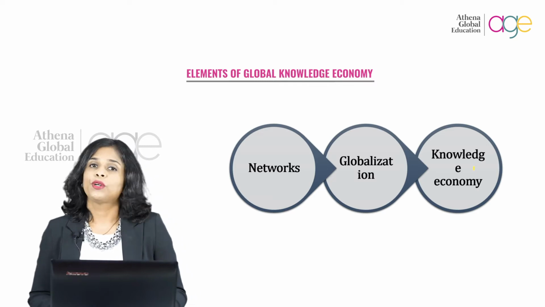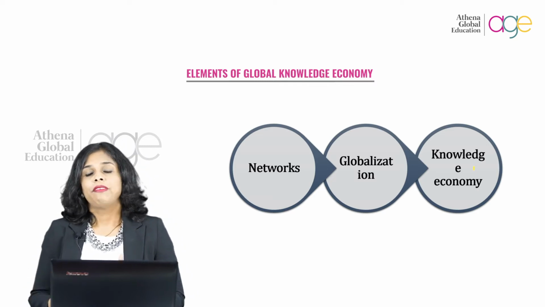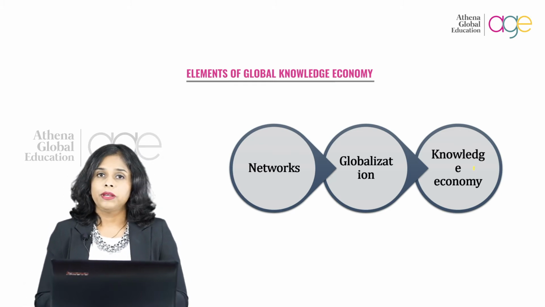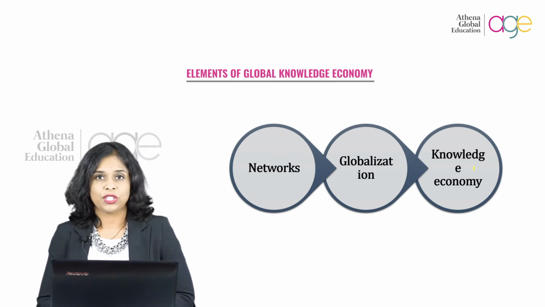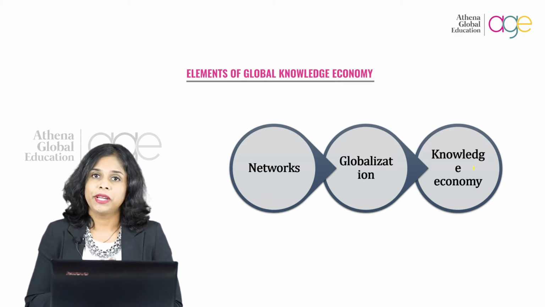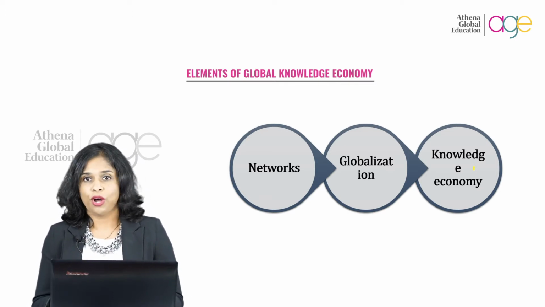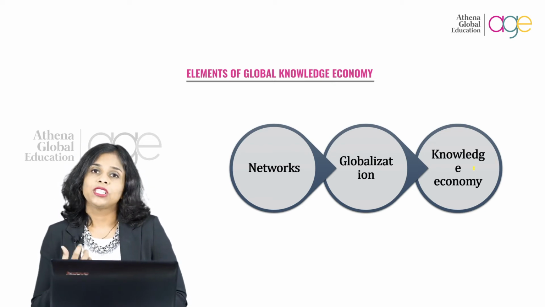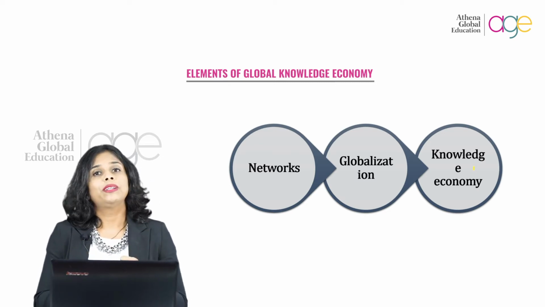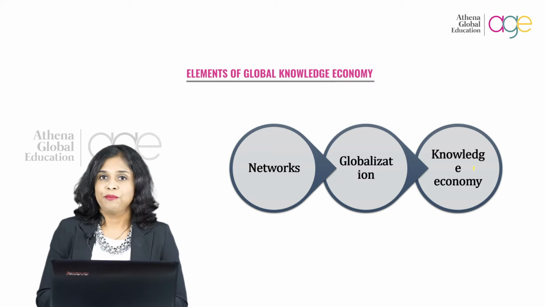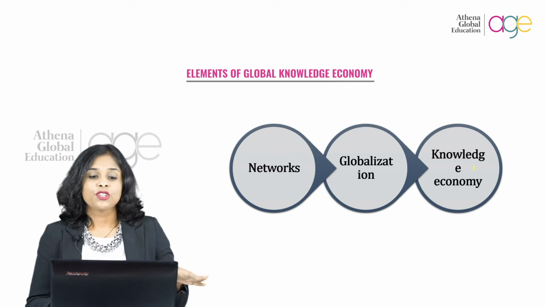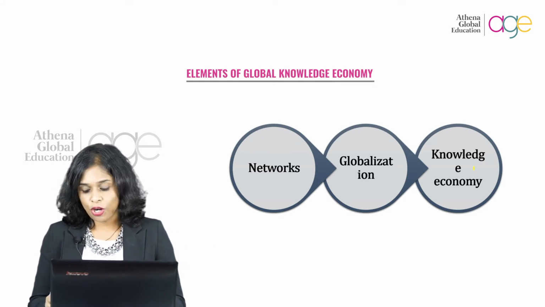The second element of the global knowledge economy is globalization. When we talk about globalization, we basically mean the integration, the interaction amongst people, small firms or even bigger organizations. And the third element of a global knowledge economy is the actual knowledge economy. When we define a knowledge economy, we speak about the economy whose growth is dependent on the quality, quantity and accessibility of information. A knowledge economy is characterized by highly knowledge intensive activities. So, these are the three elements of a global knowledge economy.